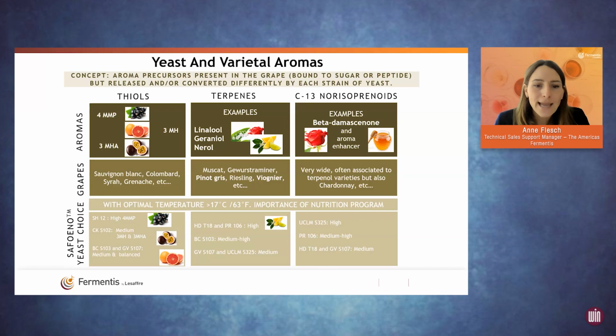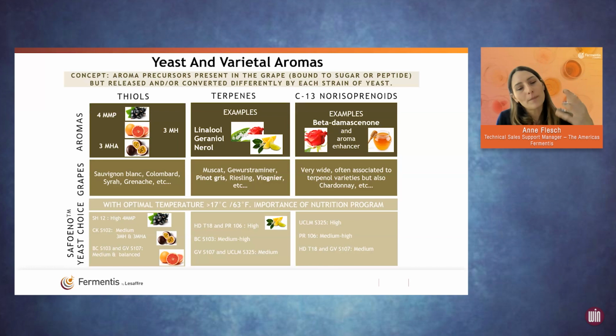We can really see that this choice is crucial, and especially for thiols, we have yeasts that have such different profiles. Here I give examples from the Safoeno portfolio, that is the Fermentis portfolio. We have, for example, SH12, which releases a lot of 4-MMP, giving really this green thiol, blackcurrant, box tree characteristic to a wine. Or if you were to choose a yeast like CKS102, you would rather have the tropical side of the thiol, the passion fruit.